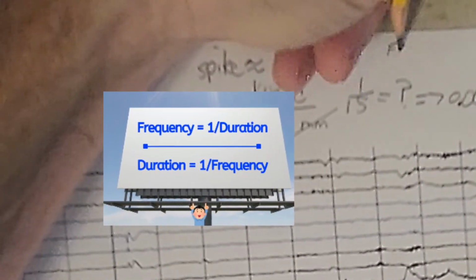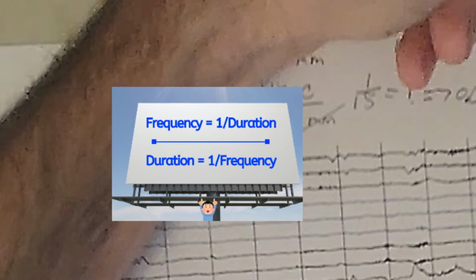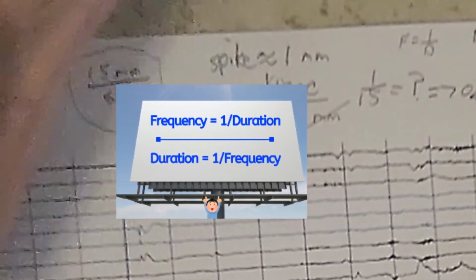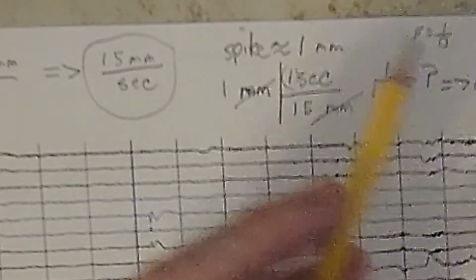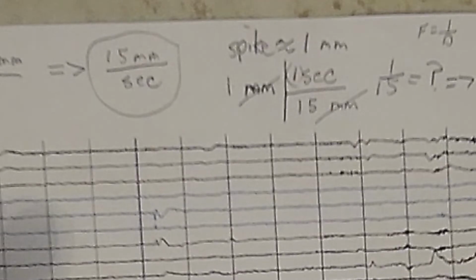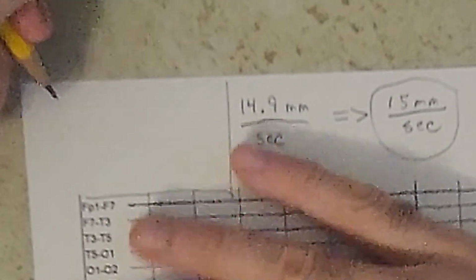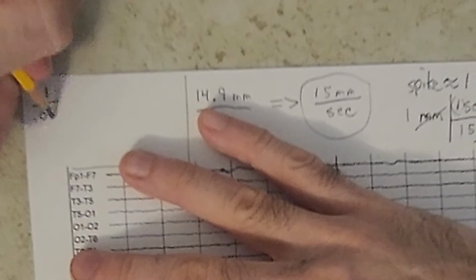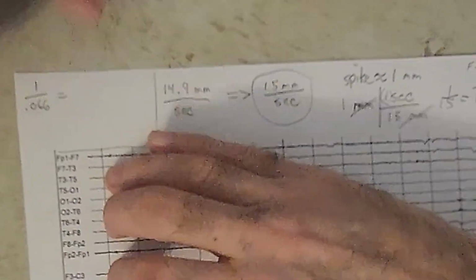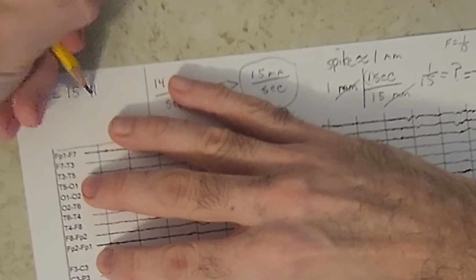Remember that frequency is the reciprocal of duration, and vice versa. Duration is the reciprocal of frequency. So if we want to find the frequency of this spike, we need to take the reciprocal of the duration of 0.066 seconds. I'm going to move over here to the left side. We have some more room, draw a little box. So 1 divided by 0.066 will give us our frequency. And that is equal to 15 hertz.